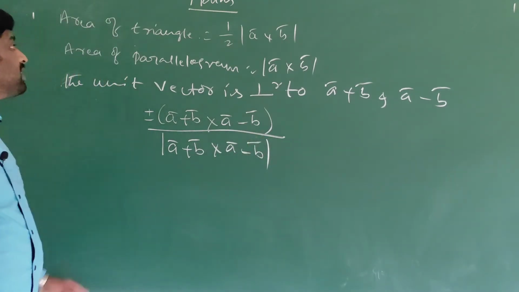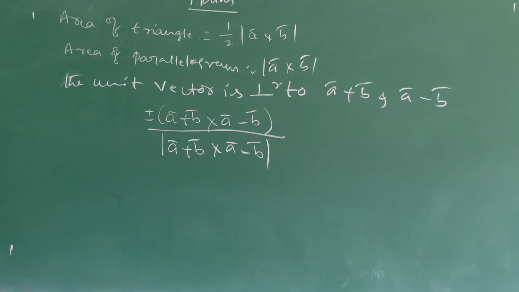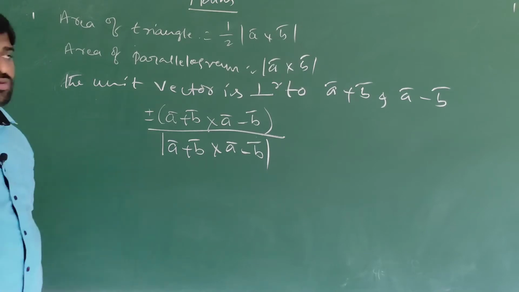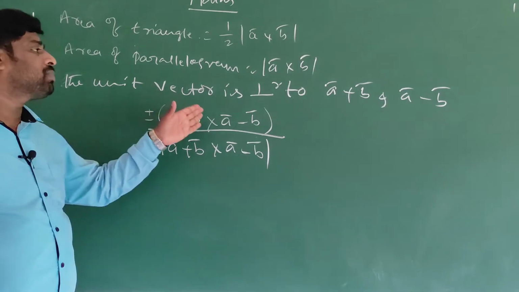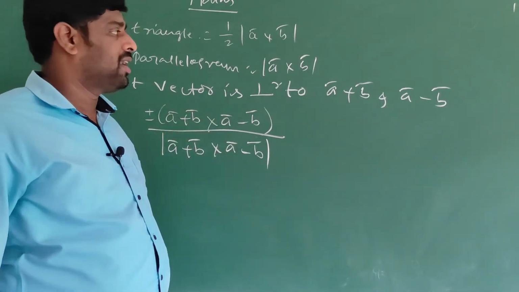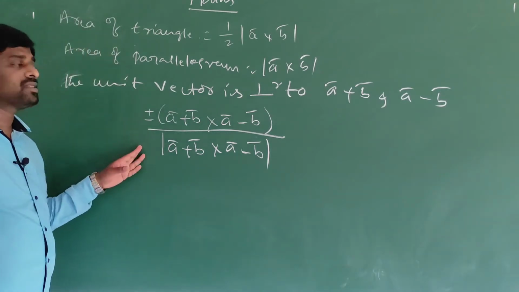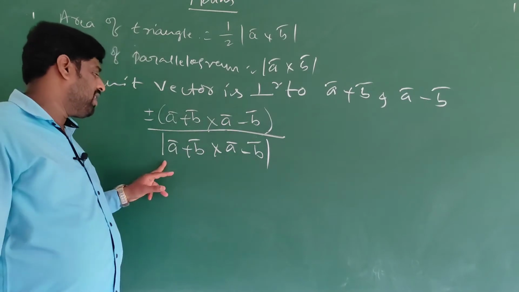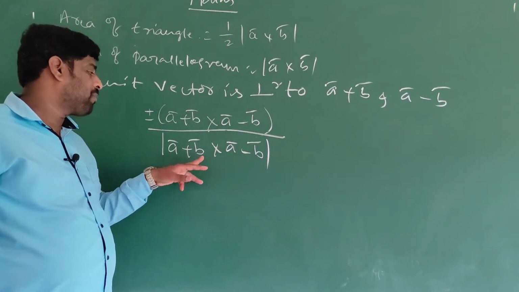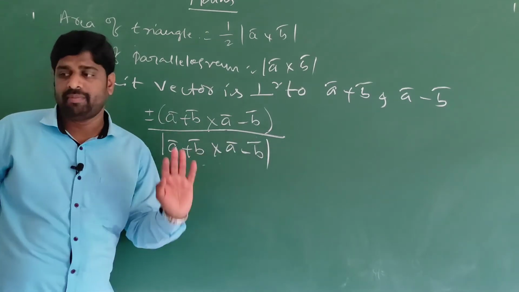Now these three formulas are very important. Area of a triangle equals 1 by 2 magnitude of a bar cross b bar. Area of a parallelogram equals magnitude of a bar cross b bar. The unit vector perpendicular to a bar plus b bar and a bar minus b bar is plus or minus a bar plus b bar cross a bar minus b bar divided by the magnitude of a bar plus b bar cross a bar minus b bar.